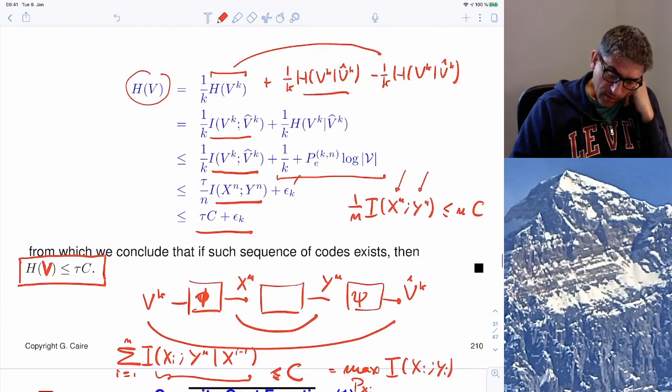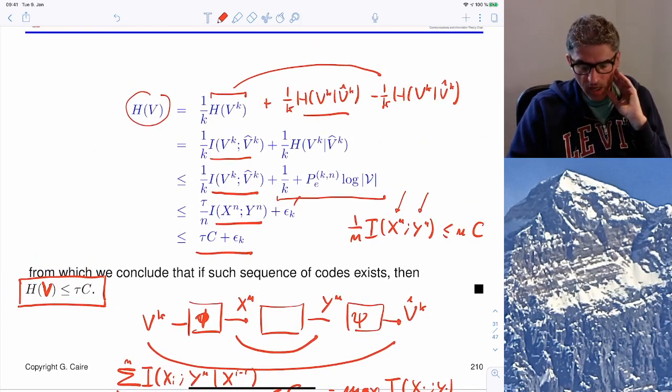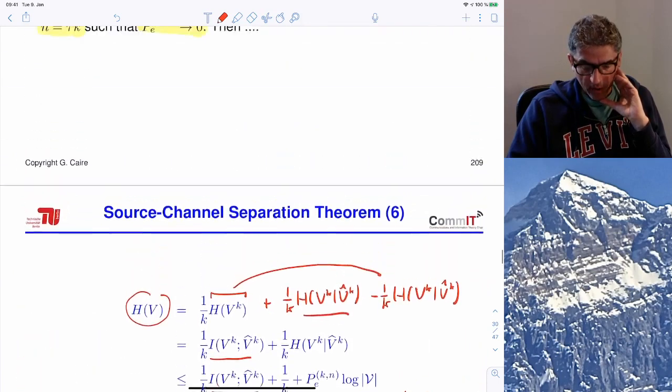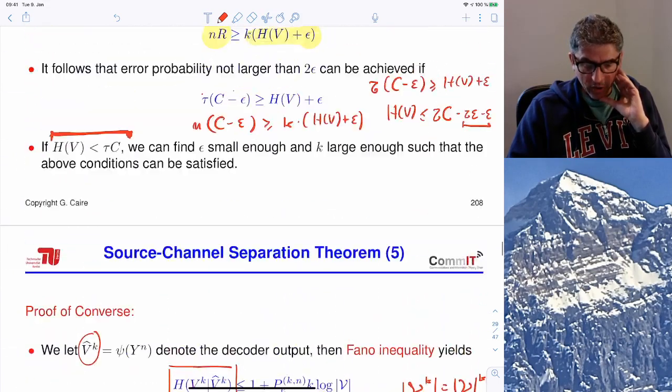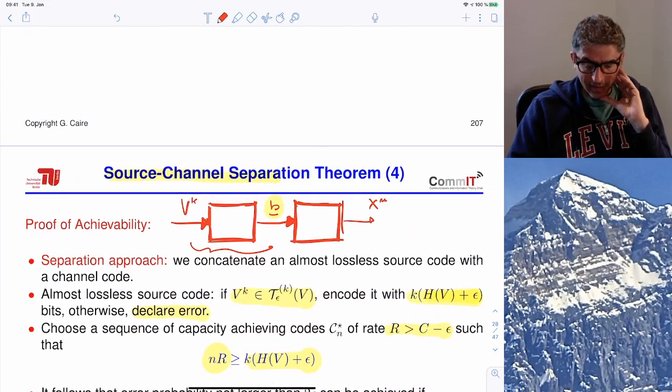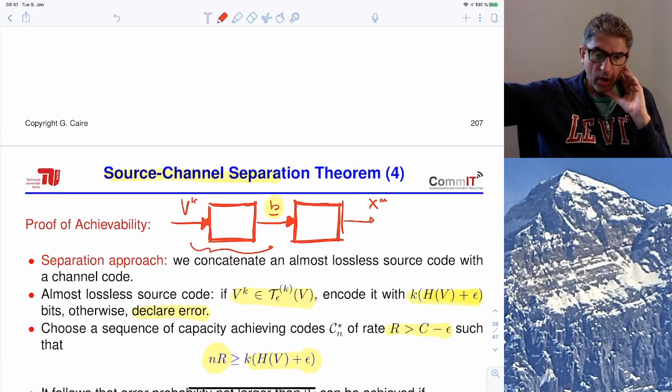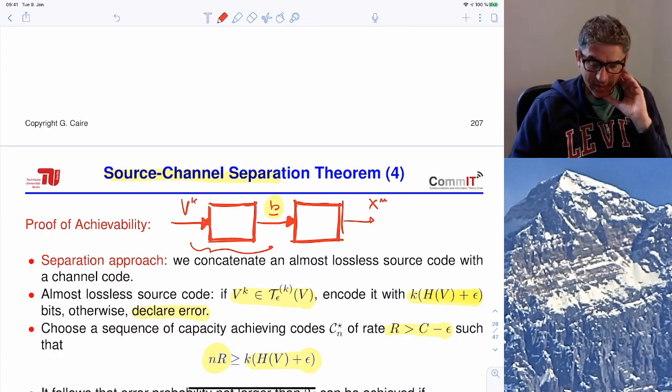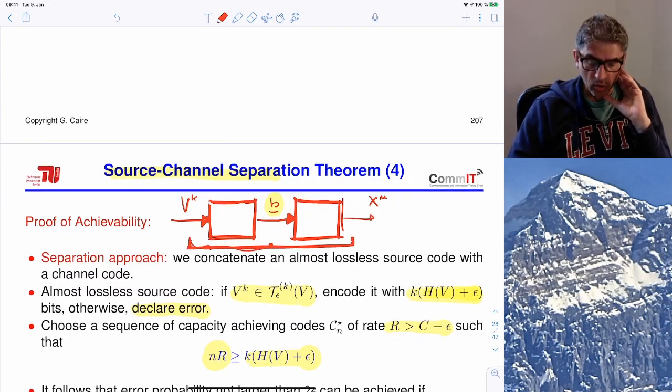There is one interesting aspect here, which says the following. If I have to transmit a source through a noisy channel, this result shows that separation is optimal. So in terms of transmissibility, concatenating a very good data compression code with a very good channel code is a very good thing to do, okay?